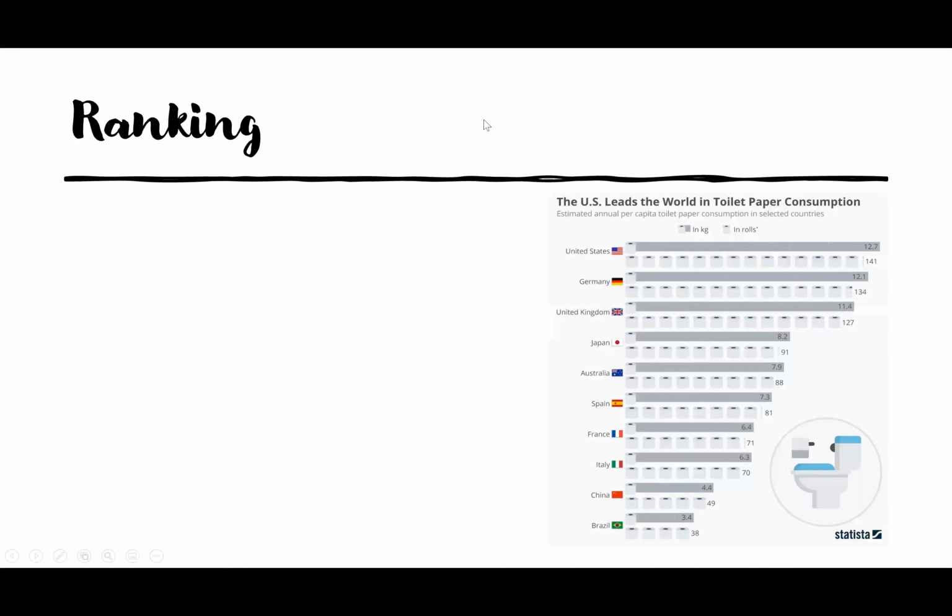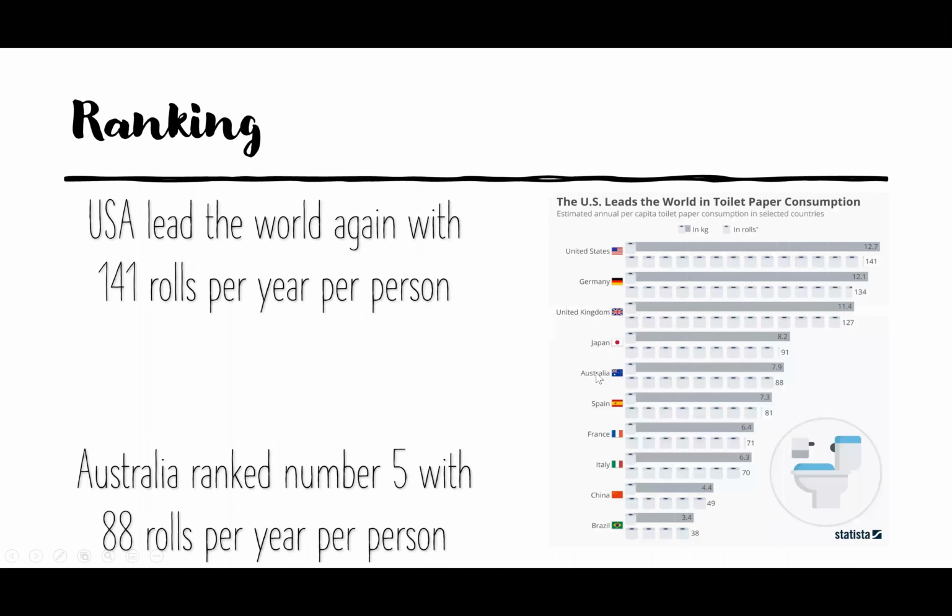Now let's have a look at the world ranking. I go to the most reliable website and find the toilet paper consumption. This is just a ranking. The first one is USA, then Germany, United Kingdom, Japan, and Australia ranked number 5. USA leads the world again with 141 rolls per person per year, and Australia ranked number 5 with 88 rolls per person per year.